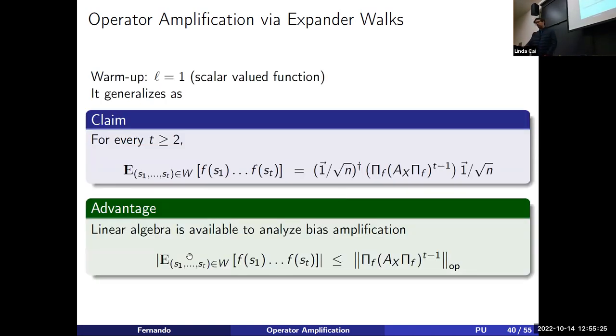And it's great, right? You want to understand the absolute value of this thing. It's enough to understand the operator norm of whatever is going on here. And operator norm is a multiplicative function, right? You can somehow bound pieces of it and combine, right?